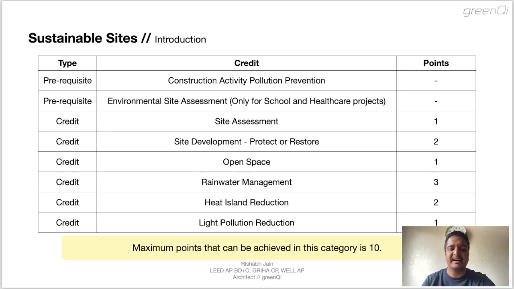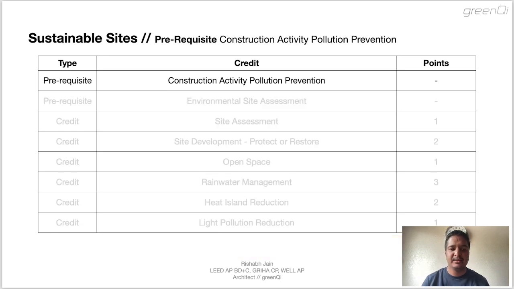Before proceeding ahead, let me clarify what prerequisites and credits are. Prerequisites are the requirements that a project must comply with mandatorily to qualify for LEED certification. The projects are not given any points for them. Credits are optional, and the project is given points for complying with them. So now let's go credit by credit.